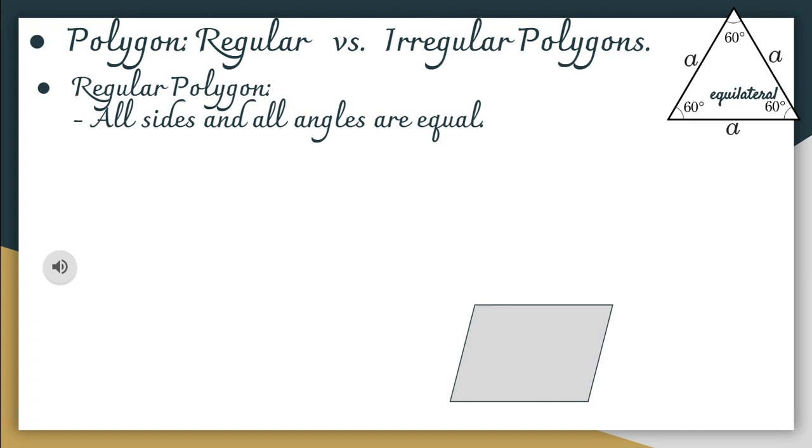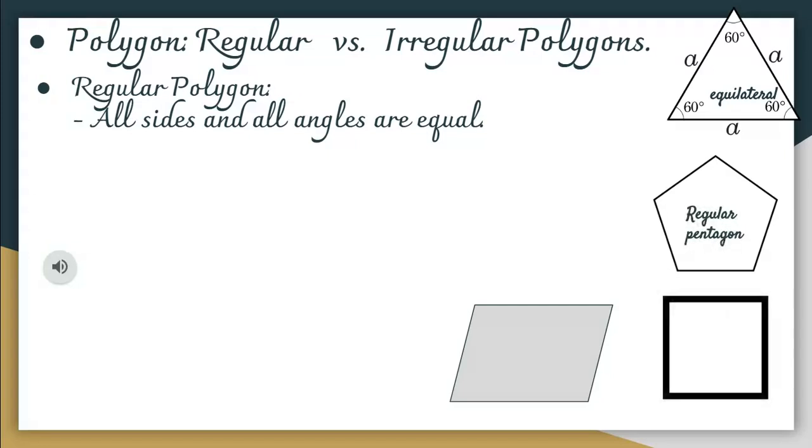Similarly, in the next example we have five sides. A polygon made up of five sides is called a pentagon. A pentagon with all the sides equal and all the angles also equal is also an example of a regular polygon. So this is basically a regular pentagon. Now think of a square. A square also has all its sides equal.